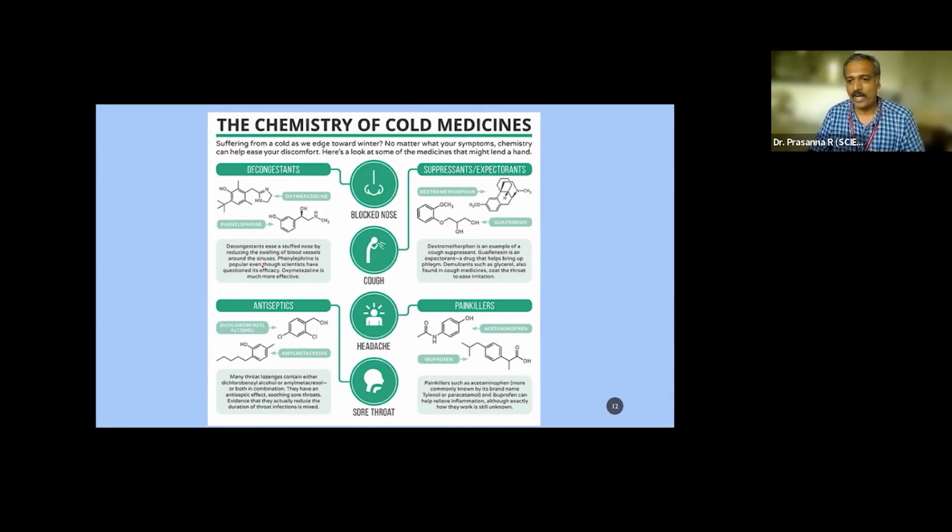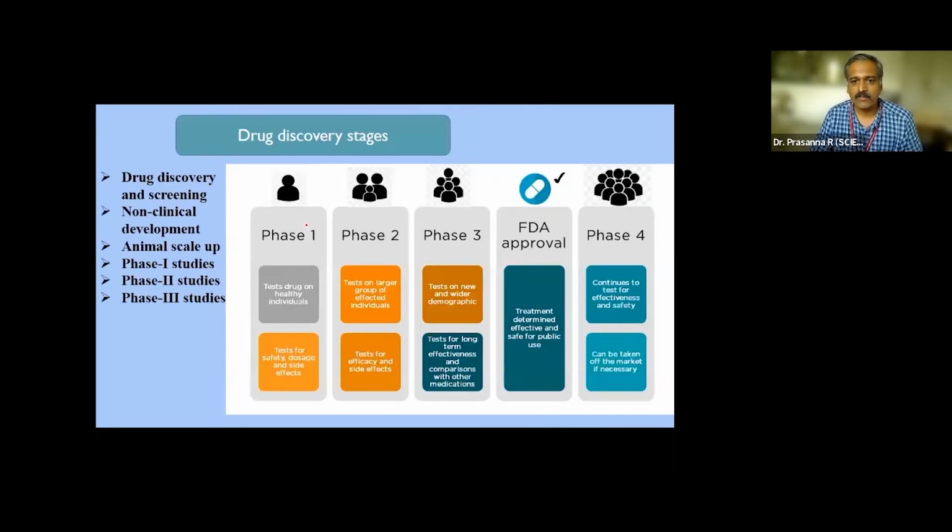So the point to highlight is that there are drugs, right? You should look at the drugs which have a different chemical structure, which act on a particular disorder. That's the highlight of what I'm giving here. So moving on to the next phase.